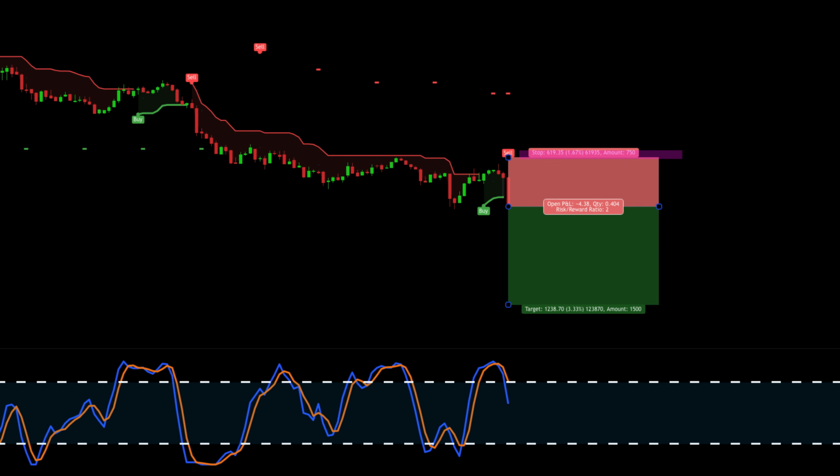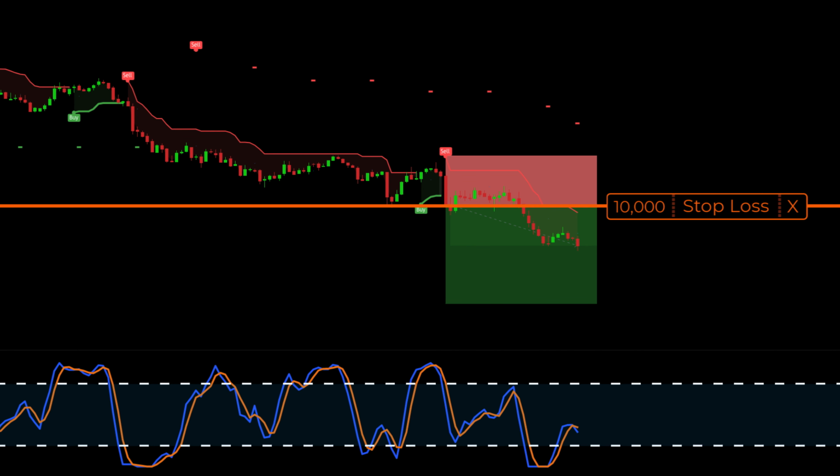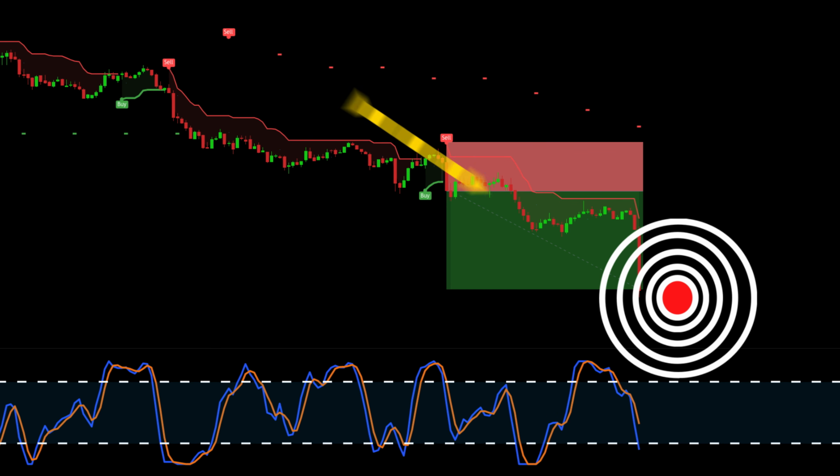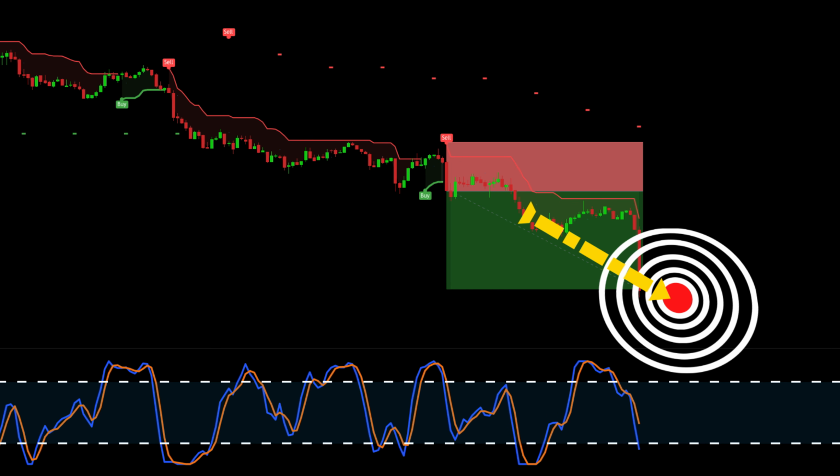The stop is placed at the 5-minute super trend ATR level and the target is 1 to 2. When price goes to 1 to 1, move the stop to break even. And we get a huge candle that takes us out at our profit target.